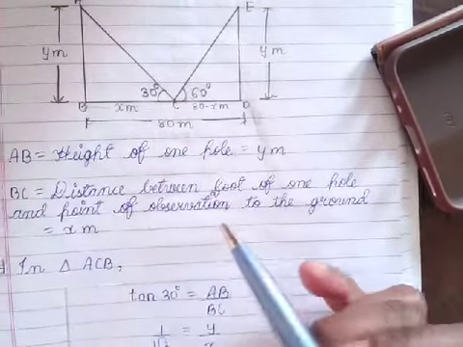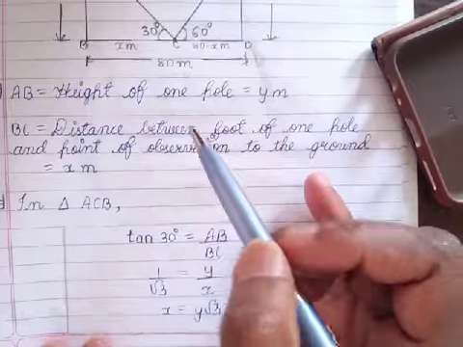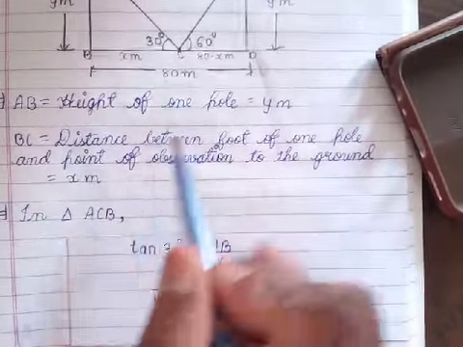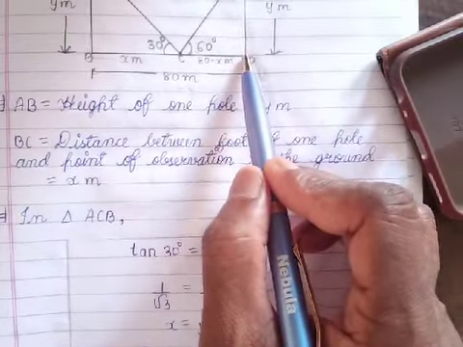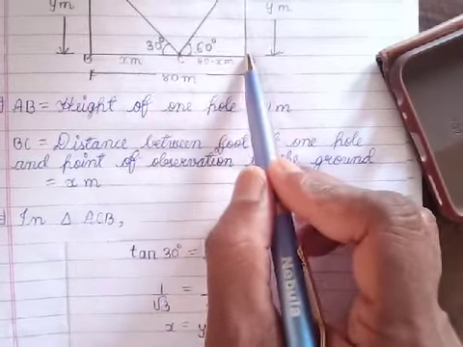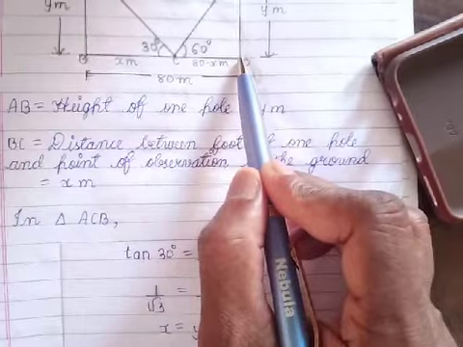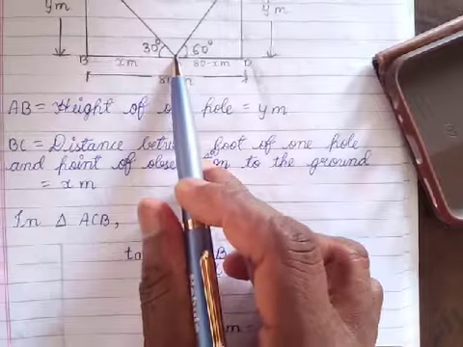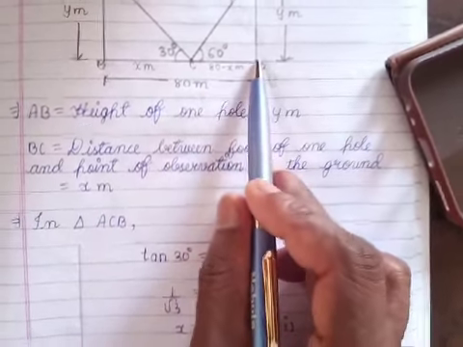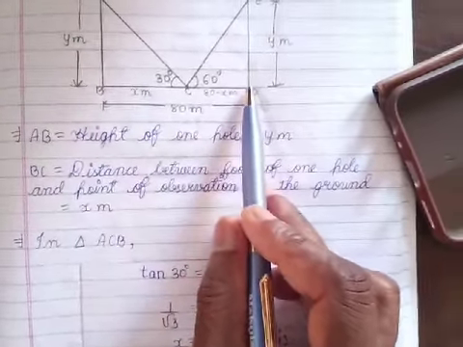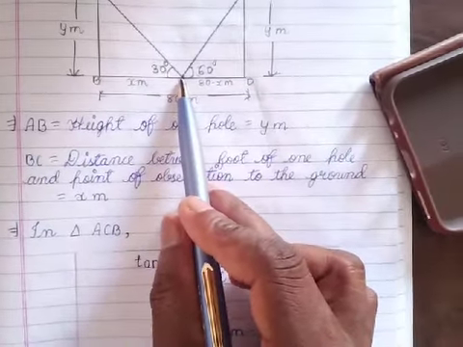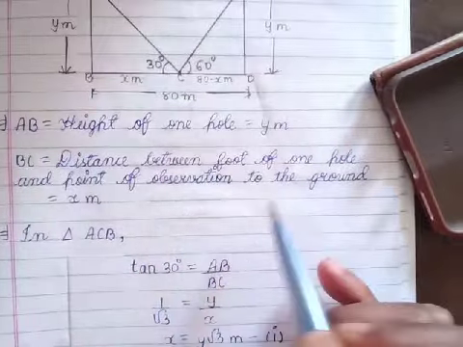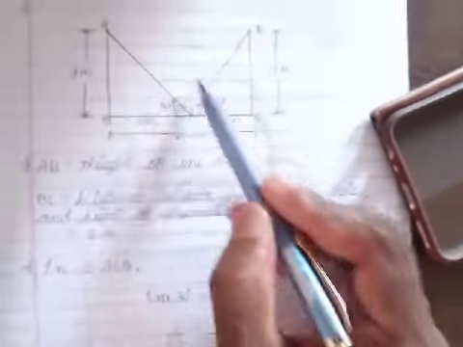Let's say x meters. Now we'll take the triangle, and CD also has to be written. CD is the distance between the point of observation and the other pole. Don't forget to write CD. CD is the distance between the foot of the pole and the point of observation on the ground, which you can write as 80 minus x meters.